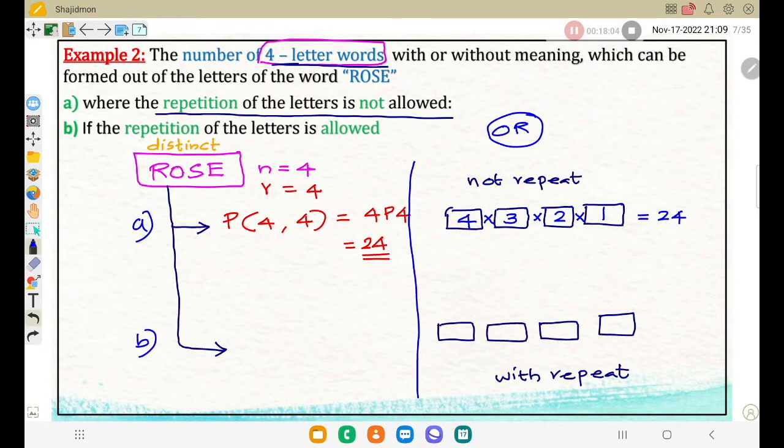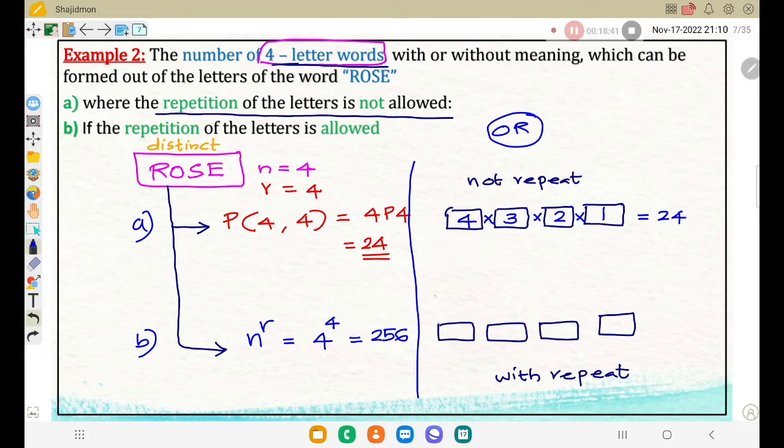What is the B part of the question? Repetition of the letters is allowed. Correct? 4 letters only, but you can repeat the letters, no problem. So what was the rule I told? Repetition allowed, n power r, correct? So what is n power r? n means the total number of letters, 4. How many are we taking at a time? 4. So 4 power 4 we are getting, correct? You can use the calculator, you will get 256. Equal to 256 ways we can arrange the 4 letters, correct?